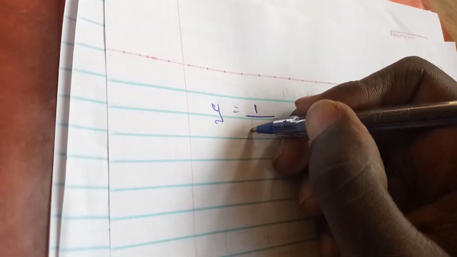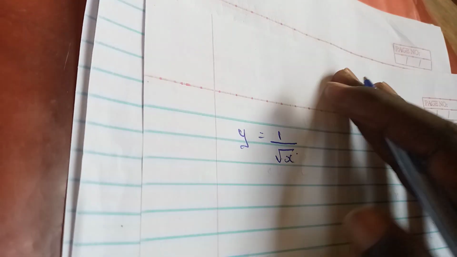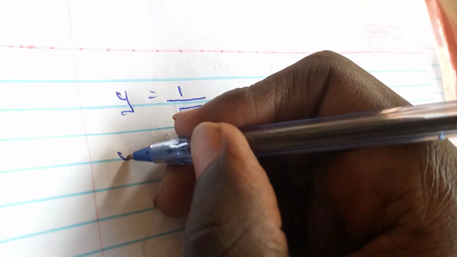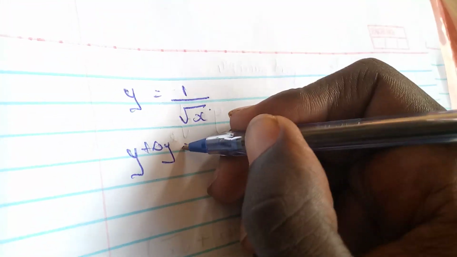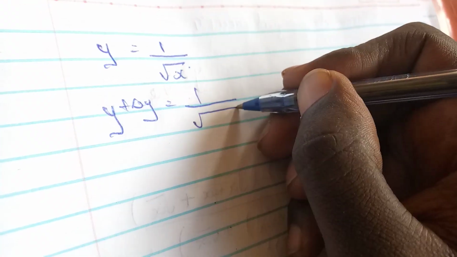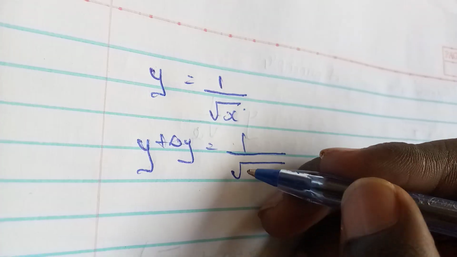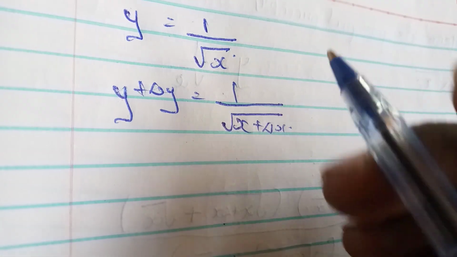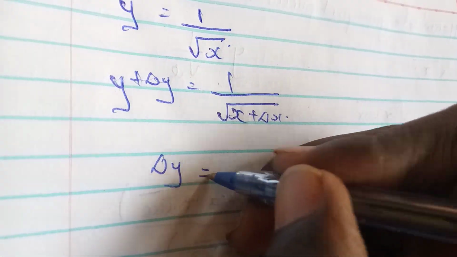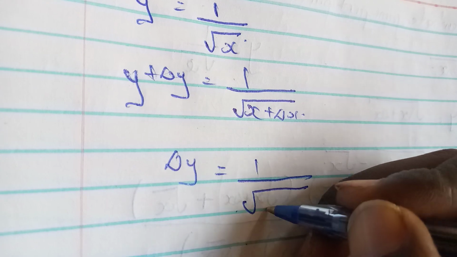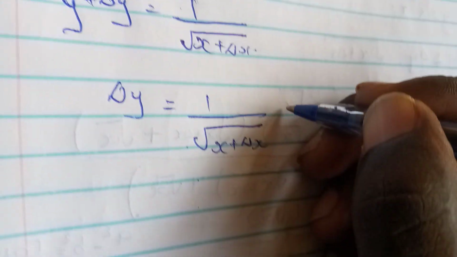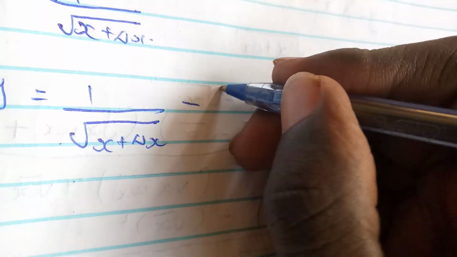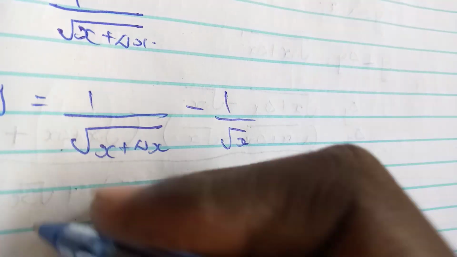Let's do also this one. I'm telling you, y equals 1 over root of x. So we also introduce the same thing: change in y equals 1 over root of x plus change in x. We move the y to this side, comes change in y equals 1 over root of x plus change in x minus our y, which is 1 over root of x.